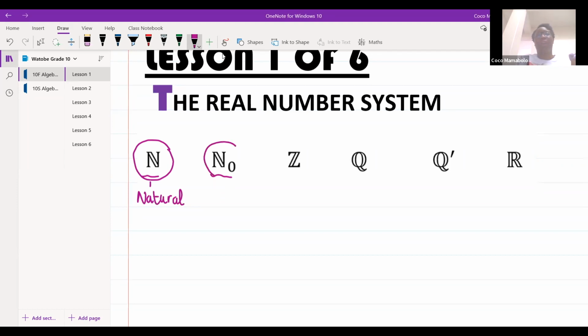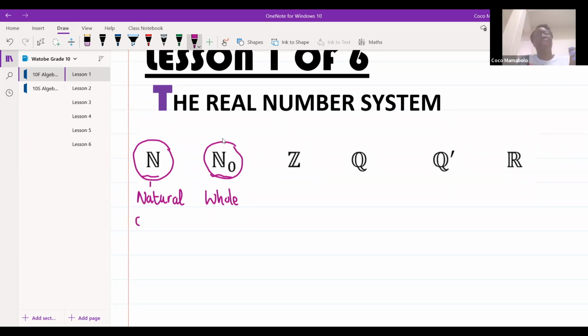Now, what about this one? This one that looks similar, it just has a 0 at the bottom. What is that? That's a whole number. Excellent. Whole numbers. That's exactly what I was looking for. Thank you, Kromla. Excellent stuff. So these are natural numbers and whole numbers.